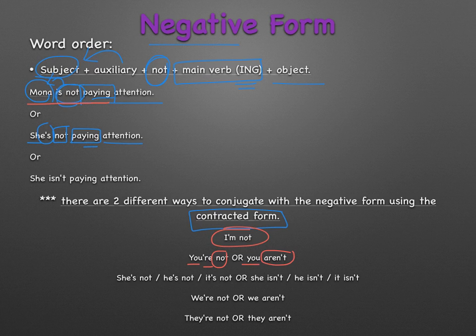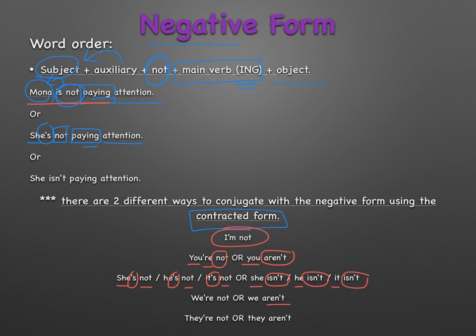In the third person singular, you will find the same thing, except that you have to use is. So she's not, he's not, or it's not. Or the other way, you keep your pronoun and you contract is and not. Isn't, isn't. For the other persons, it's the same thing. It's always are. So we're not, we aren't. They're not, they aren't.